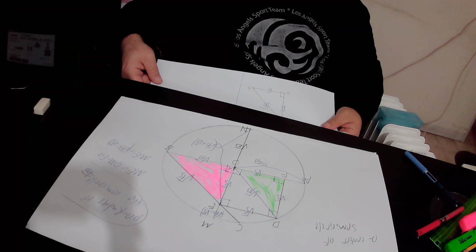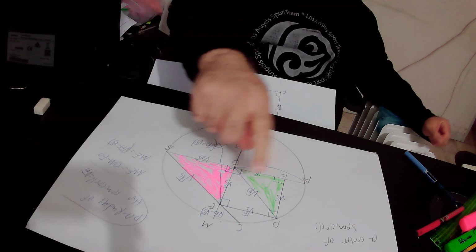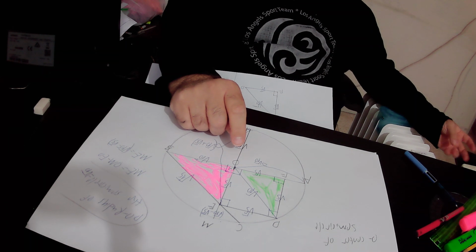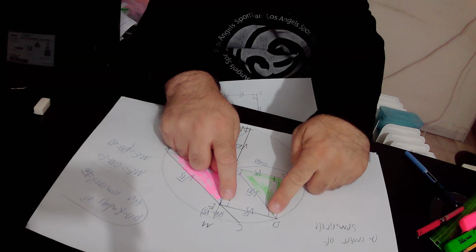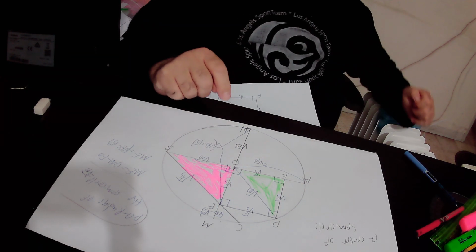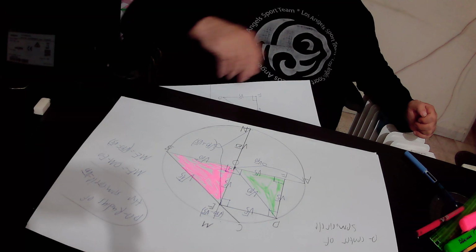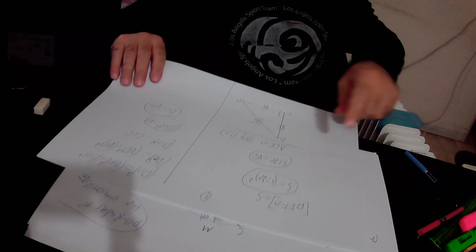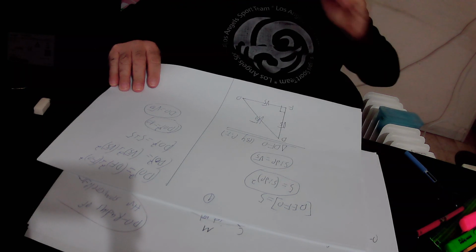Okay. So first of all, we know that DEFO is a square, and we know that all the angles inside any square are right angles, therefore those 4 angles are all equal to 90 degrees. And we know that the area of square DEFO equals 5 square units.